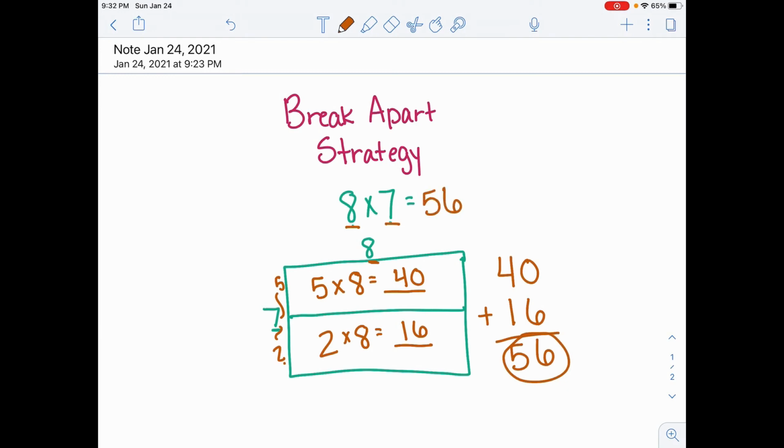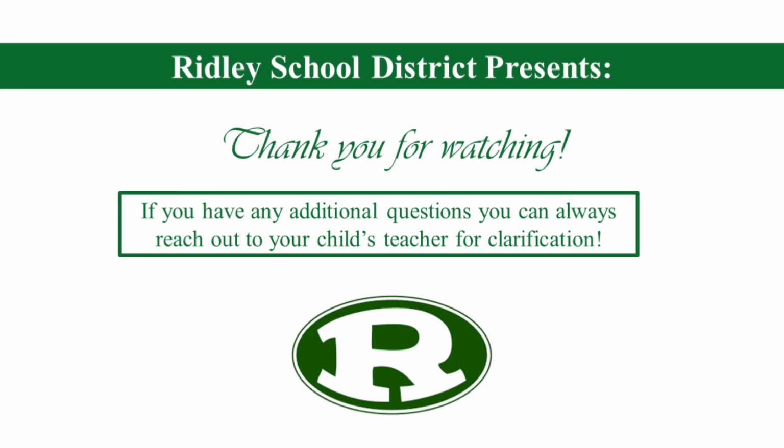So for the break apart strategy, you take one factor, you break it apart into two easier numbers, and then you add it all back up again to get your total amount, or your product, for the original problem.